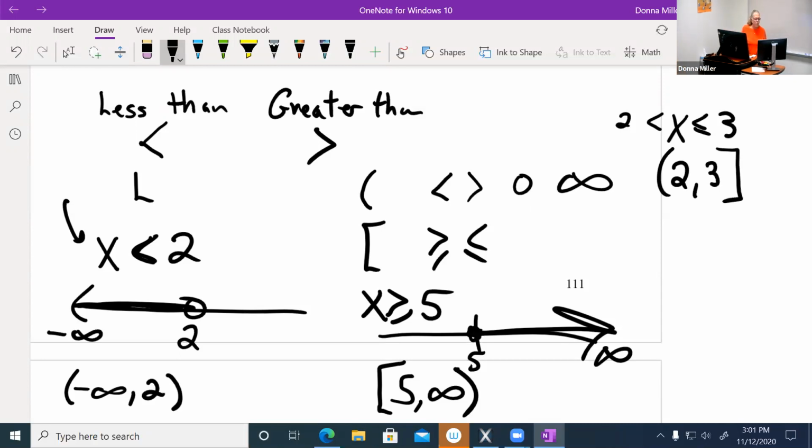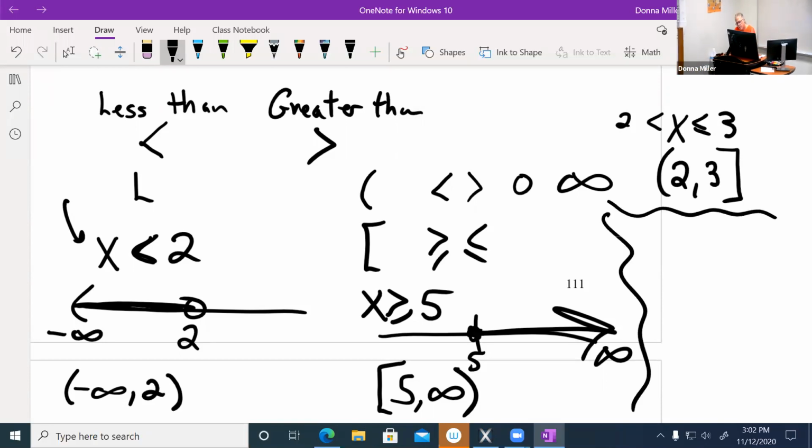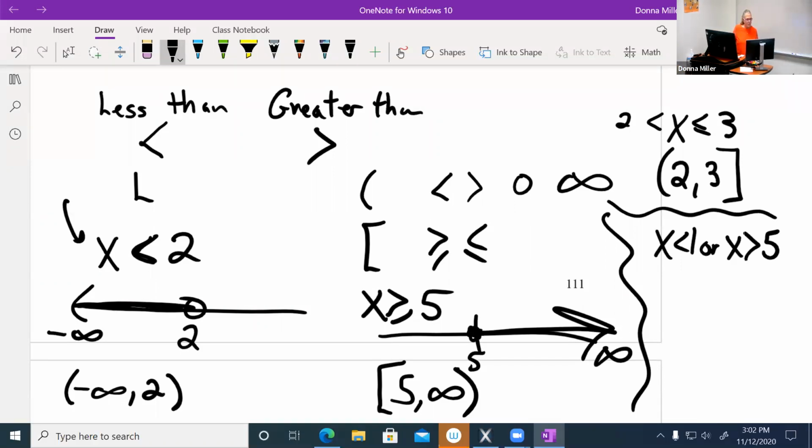Now, sometimes you have 2 sets of intervals, and that will be written this way: x is less than 1 or x is greater than 5. That is never written in the form above, because you can't write it like that. It doesn't mean that, because it's got "or."